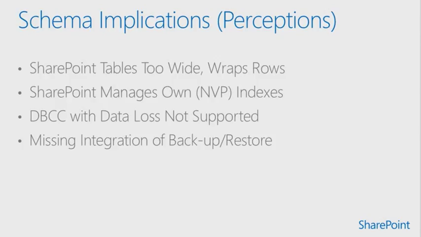From a performance perspective, some of the other things to think about as well is SharePoint manages its own name value pair indexes. Using DBCC with data loss is not supported with SharePoint, so from a data loss perspective, SharePoint is very reliant on transactional consistency. So when you apply a cumulative update or a service pack or a public update, we're very reliant on the schema being as is. And if you use DBCC with data loss, obviously that schema could change fundamentally, which could result in issues later on down the road as you try to apply cumulative updates or service packs.